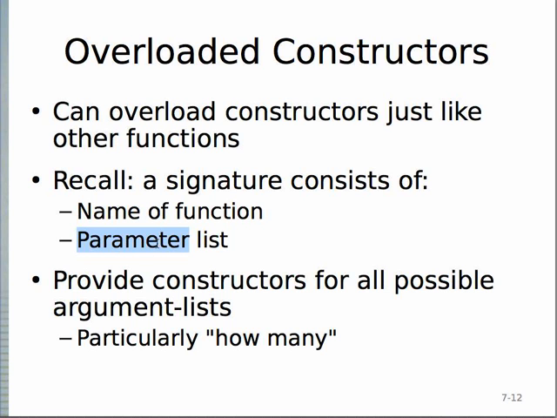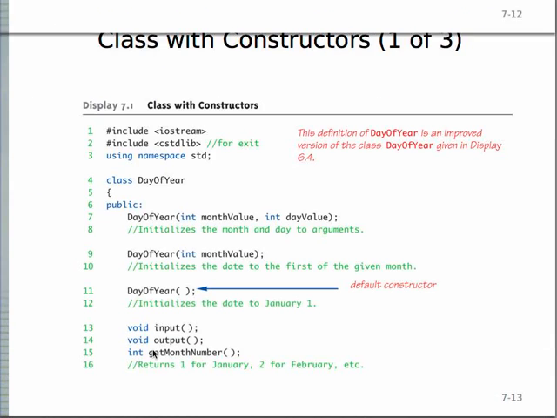Okay, so you want to provide constructors for all possible argument lists, and you might have many of these. So I'll skip this example. Please take a look at it. This day of year example shows you some overloaded constructors. It's pretty straightforward. And it's from chapter 7, display 7.1.